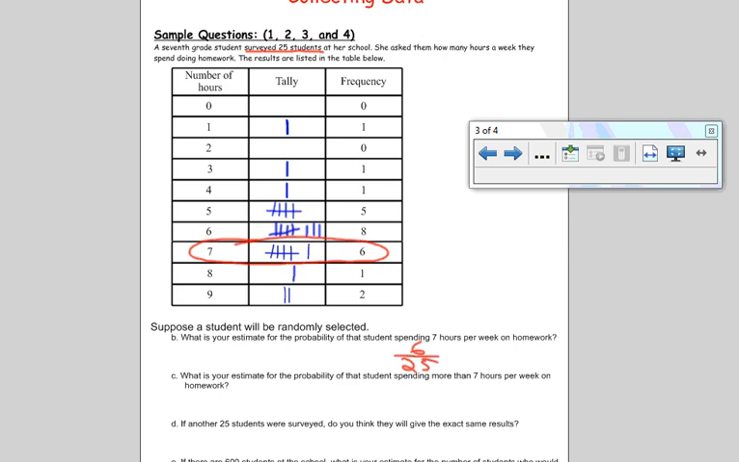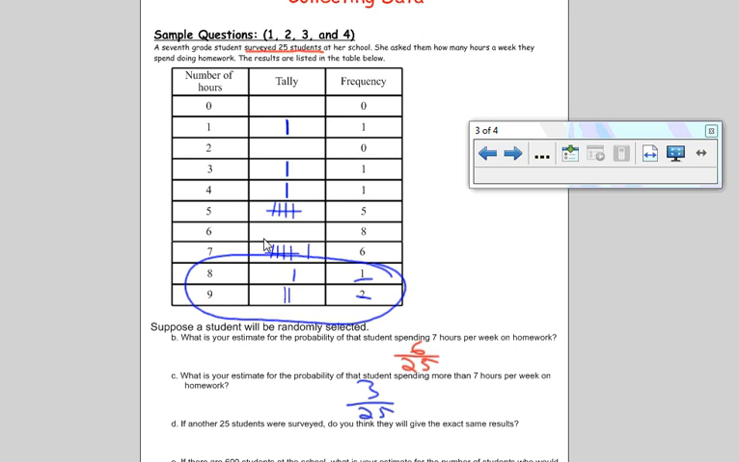Question C says, what is your estimate for the probability of that student spending more than 7 hours a week on homework? Well, let's see. We'll erase this. More than 7 hours a week. These guys are the ones that spent more than 7 hours a week. So it looks like there's 3 students, right? So 3 out of 25 students spent more than 7 hours of homework per week.